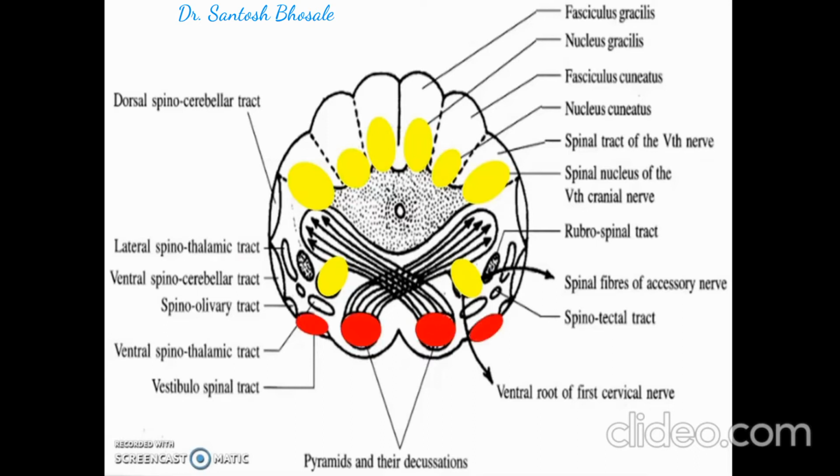The white matter is in the form of the pyramidal tract, vestibulospinal tract, then rubrospinal tract, then you have the spinal tract of the trigeminal nerve, dorsal and ventral spinocerebellar tracts, which you can see laterally, and you will see ventral and lateral spinothalamic tracts. In between them you will see the spinotectal tract and also the spino-olivary tract. So, these are the different grey matter and white matter.